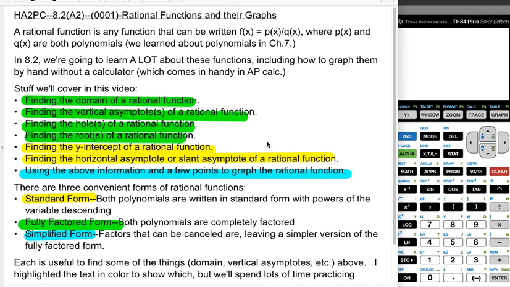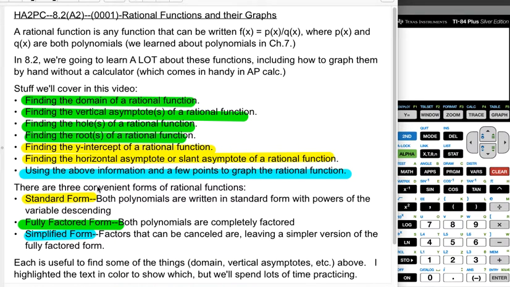So, stuff we're going to cover in this video: finding the domain of a rational function, finding the vertical asymptote or asymptotes of a rational function, finding the holes of a rational function, finding the roots of a rational function, finding the y-intercept of a rational function, finding the horizontal asymptote or slant asymptote of a rational function, and using the above information to graph a few points and then graph the function.